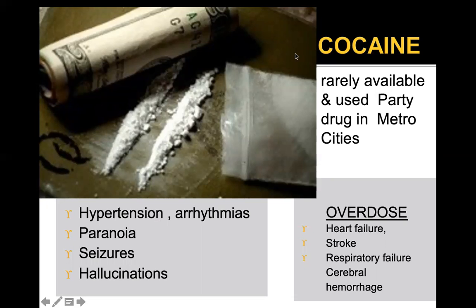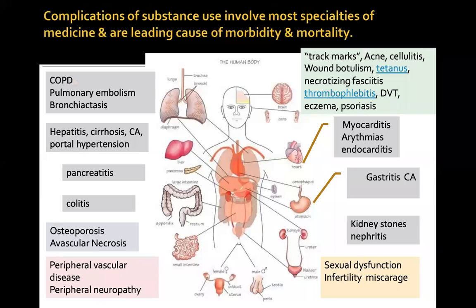So they cause hypertension, arrhythmia, paranoia, seizures, hallucinations. Overdose causes heart failure, stroke, respiratory failure, cerebral hemorrhage. Complications of substance use involve most specialties of medicine and are a leading cause of morbidity and mortality.